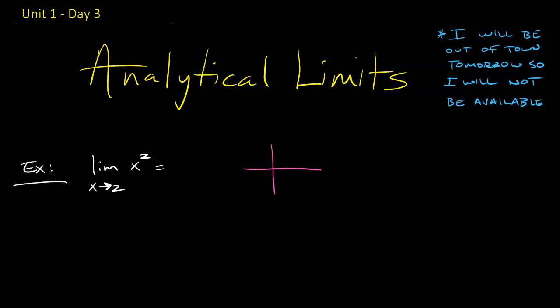Okay, so limit of x squared as x approaches 2. So I know this looks like, wow, that was absolutely horrible. We're going to pretend that I didn't draw that one. So that's good enough. So we know x squared looks like this. And who should we go with? We should go with Connor. Connor, can you help me out?